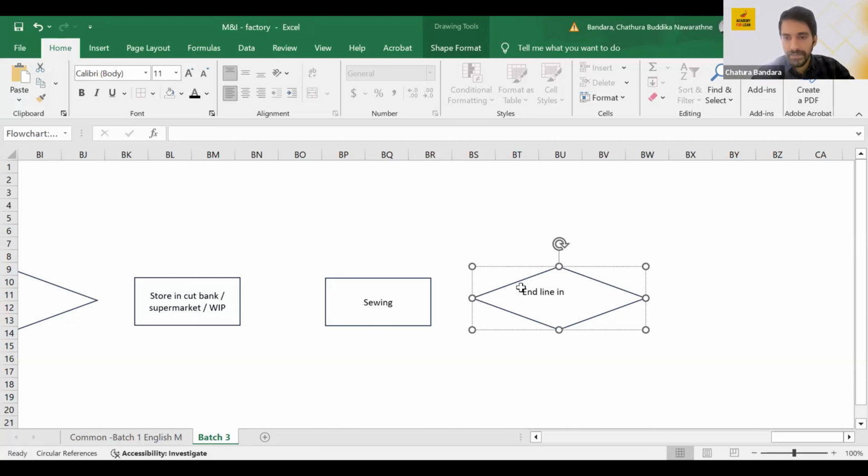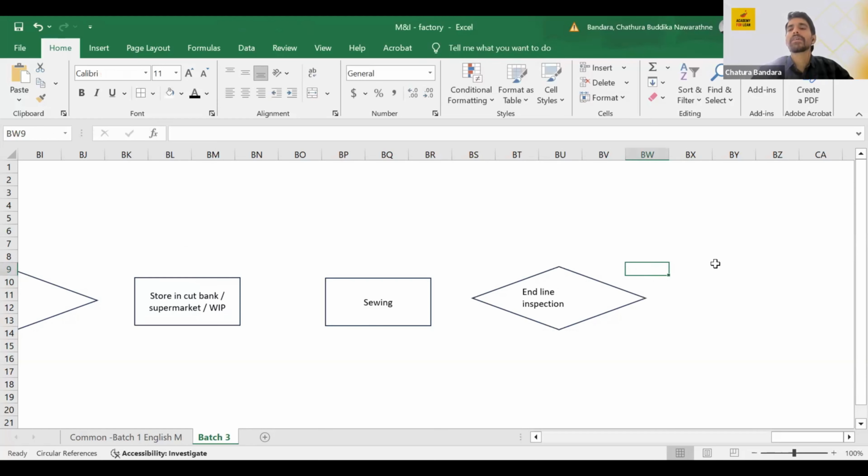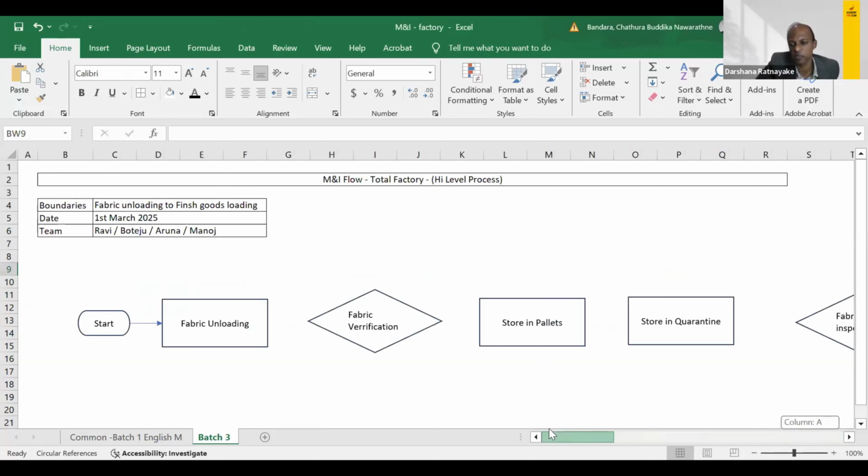Chatur, it's interval time. We'll have a 5-minute break and continue until FG. Sure. Okay. If you have any queries during the interval, you can ask, or otherwise we will meet after 5 minutes.